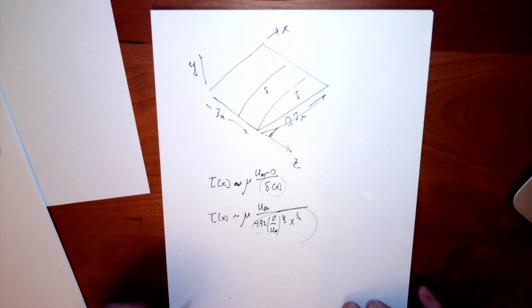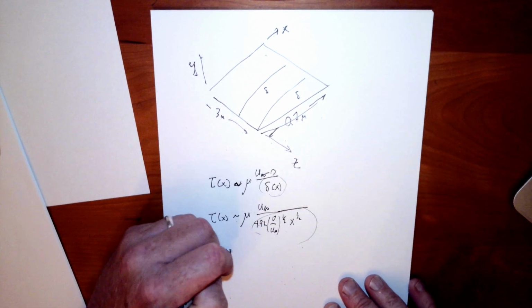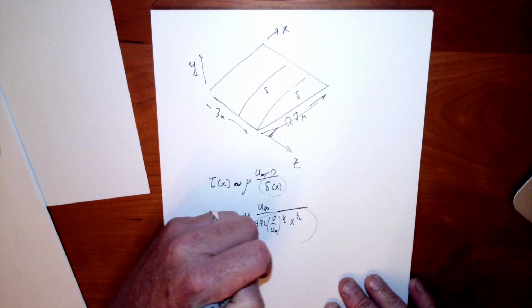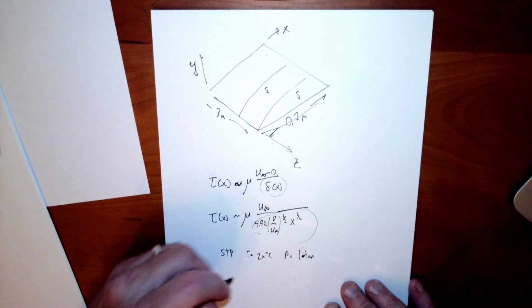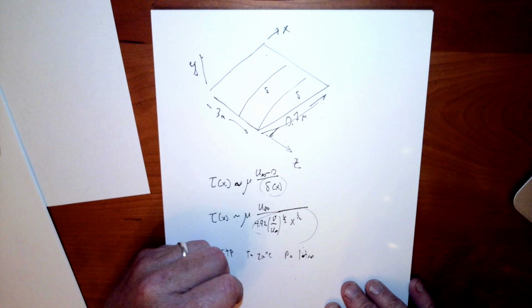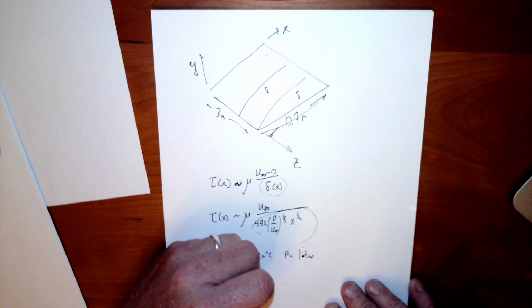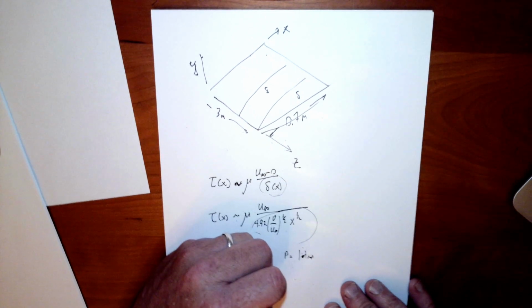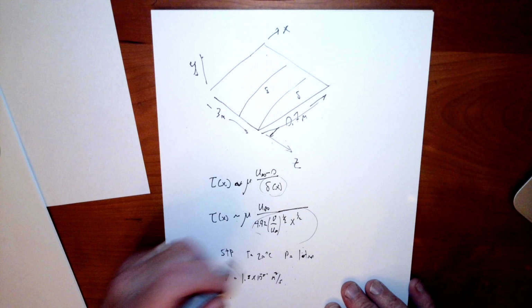I'm going to put in some numbers. We said it's flow in air. So we're going to assume STP again. So we're going to assume T equals 20 degrees C, P equals 1 atmosphere. And that's going to allow us to look up nu. So nu is equal to, once again, 1.5 times 10 to the minus 5 meters squared per second.